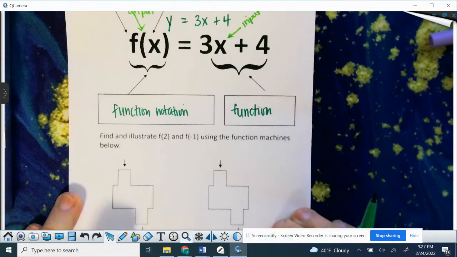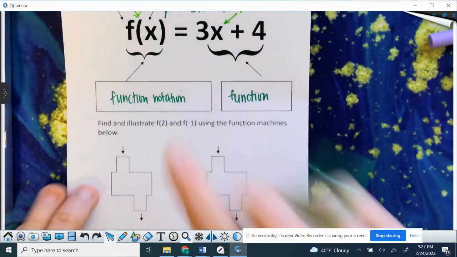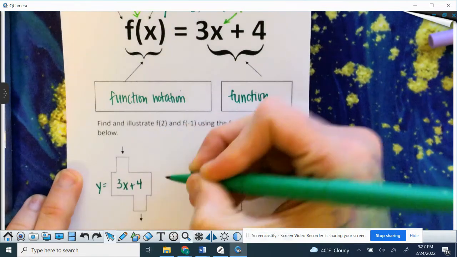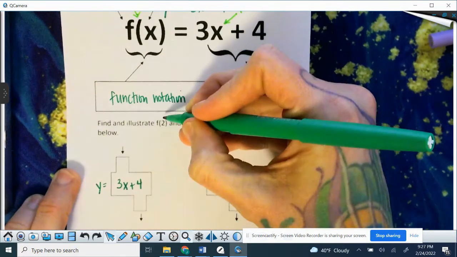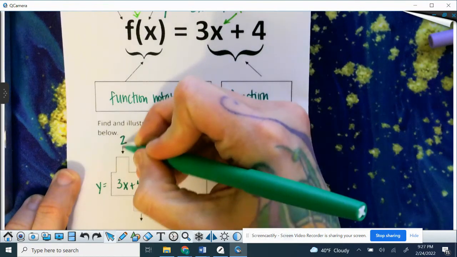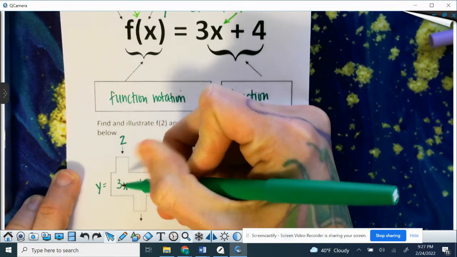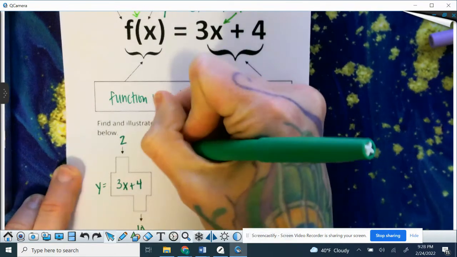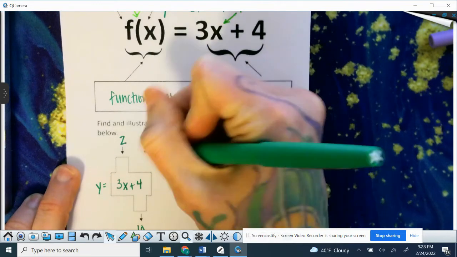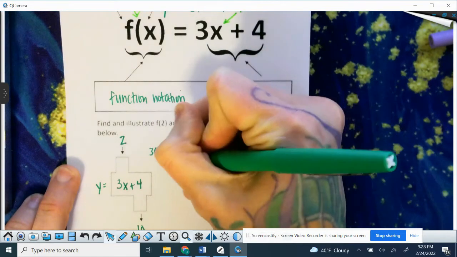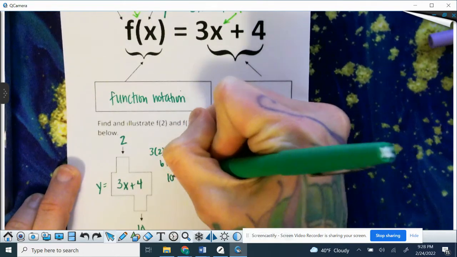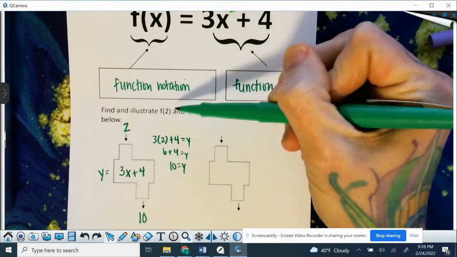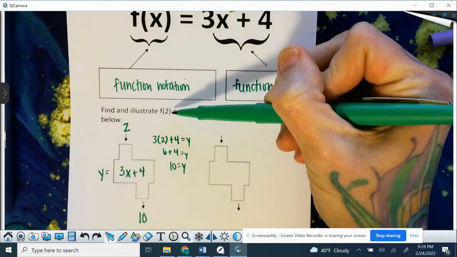Find and illustrate f of 2. So that's f of 2. We're going to take our function, y equals 3x plus 4. And for f of 2, we got rid of the x and we put a 2 there. So we're going to put in a 2, which is going to be 3 times 2 plus 4, which is 6 plus 4, which would be 10. Because we did 3 times 2 plus 4 equals y, and that's 6 plus 4 equals y. So 10 equals y. What that is saying is what is y when x is 2. So f of 2 is saying what is y when x is 2.